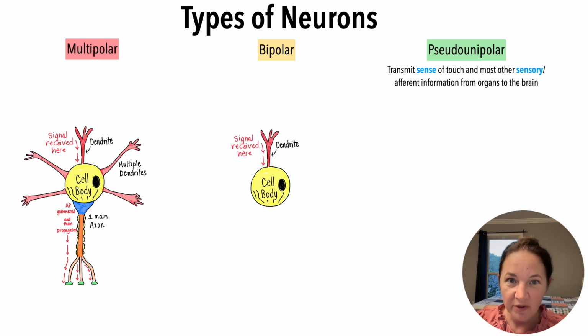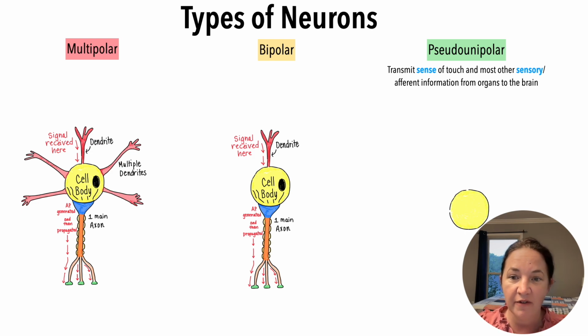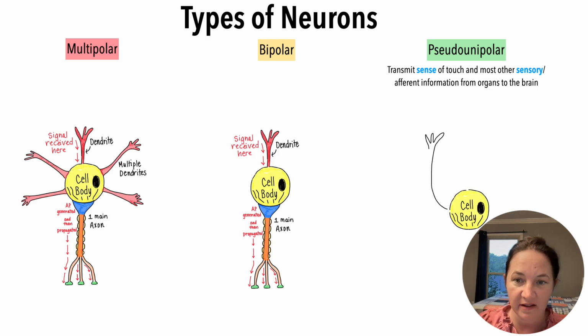Like we saw with the multipolar, the signal's received through the dendrite, but it just has the one dendrite, and then it has the one main axon. This is very common in like eyes and stuff.